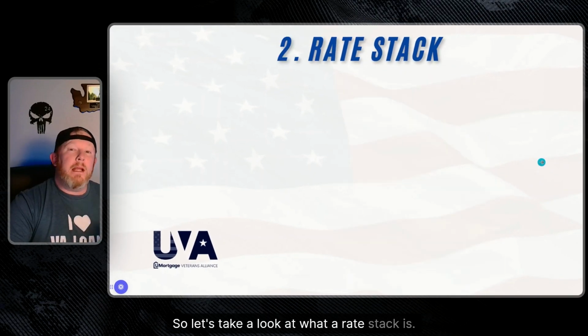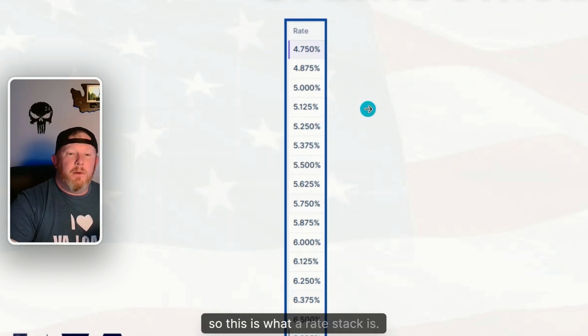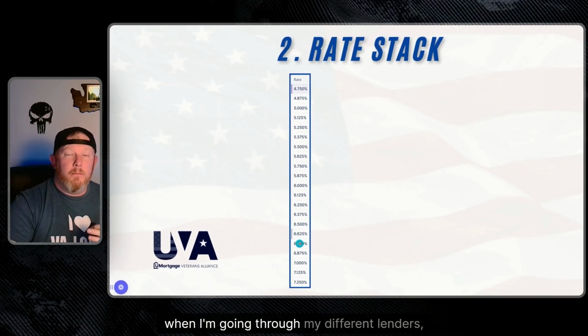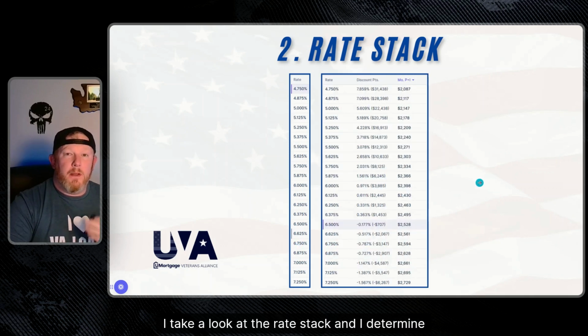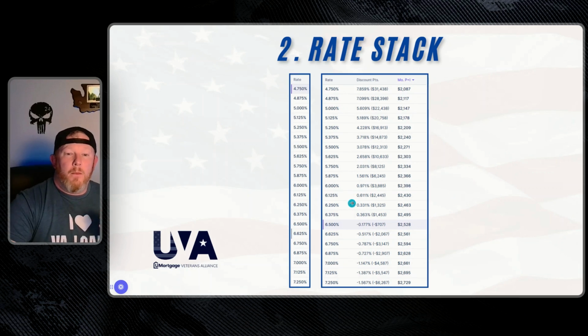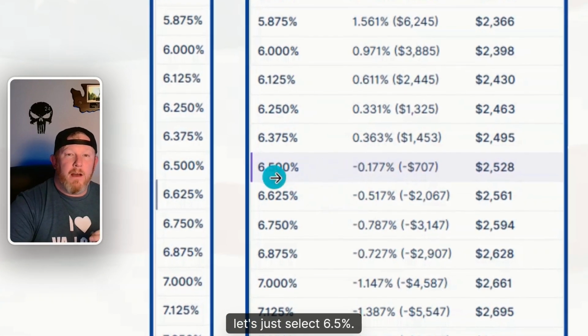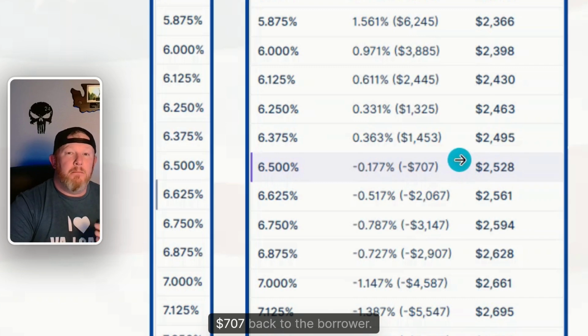So let's take a look at what a rate stack is. All right, this is what a rate stack is. Me as a loan officer, when I'm going through my different lenders, I take a look at the rate stack and I determine who has the better interest rates. Right now, for all intents and purposes, let's just select 6.5%. Selecting 6.5% shows that it is giving a credit of $707 back to the borrower.